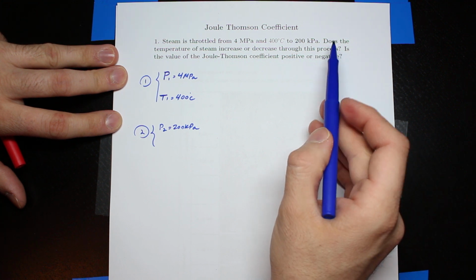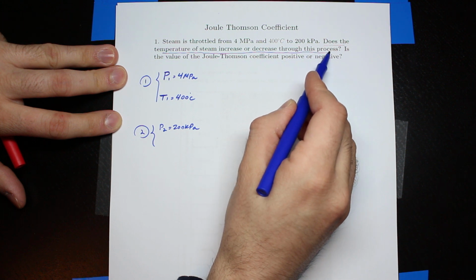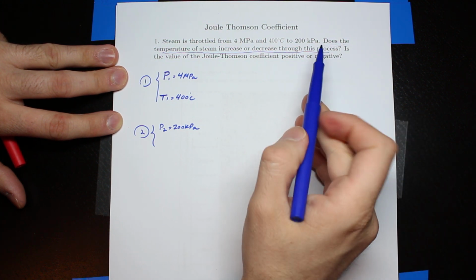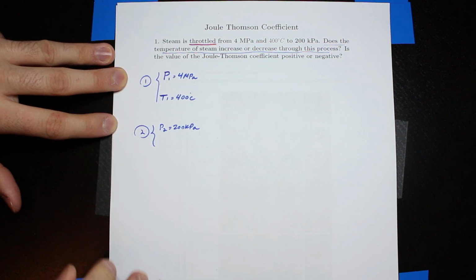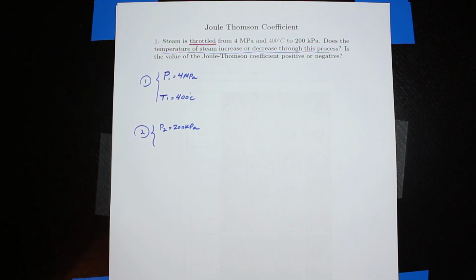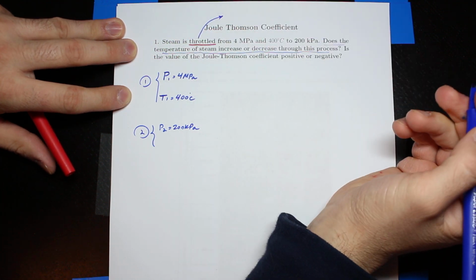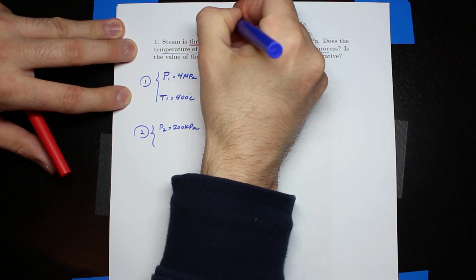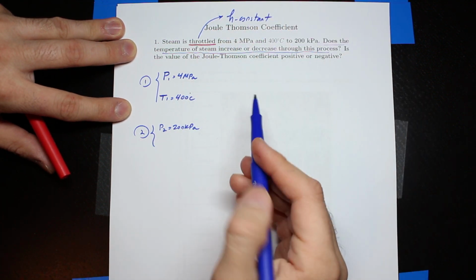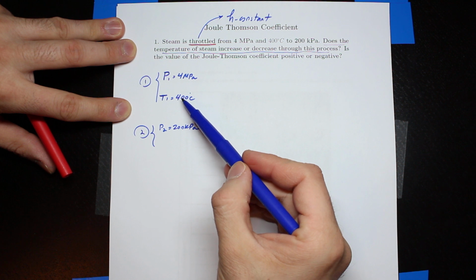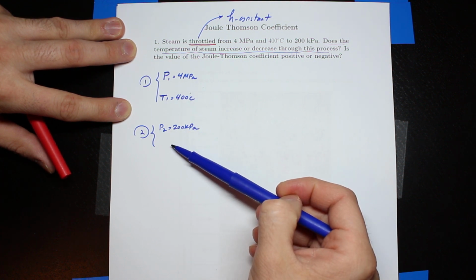Now, the question is asking whether the temperature of steam increases or decreases through this process. Okay, so this process means through the throttling process. So what I know is the enthalpy H is constant through the throttling process. So this is an H constant process. So that means whatever enthalpy I have for state 1, value wise I have the same enthalpy for state 2.